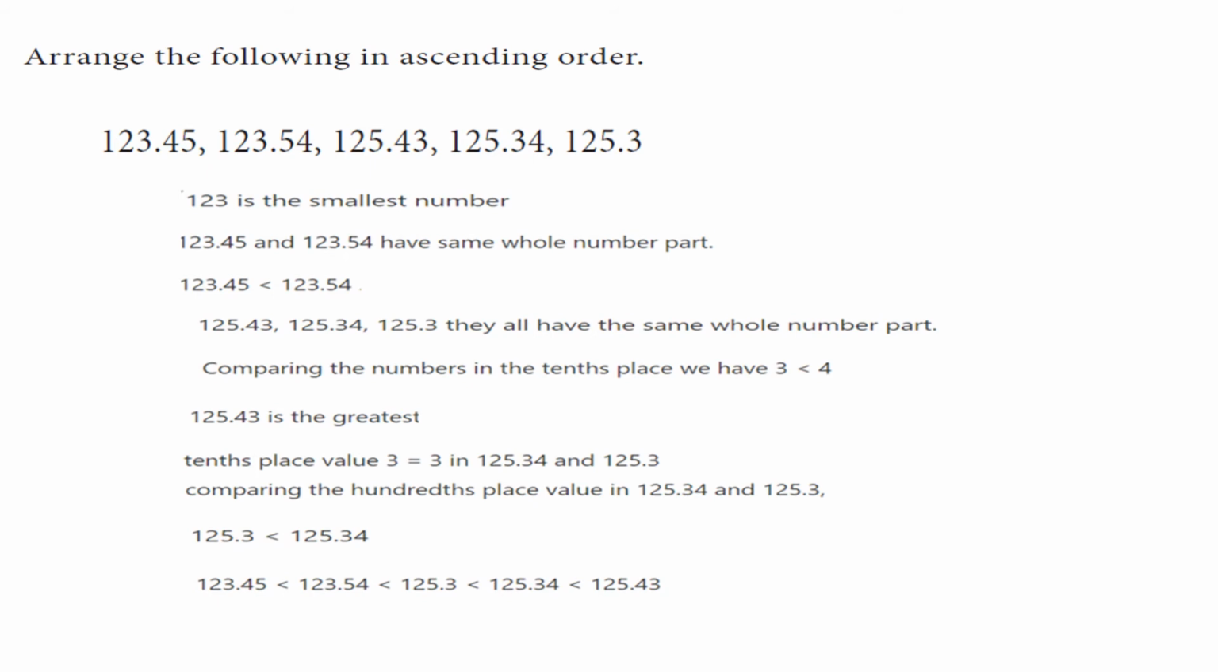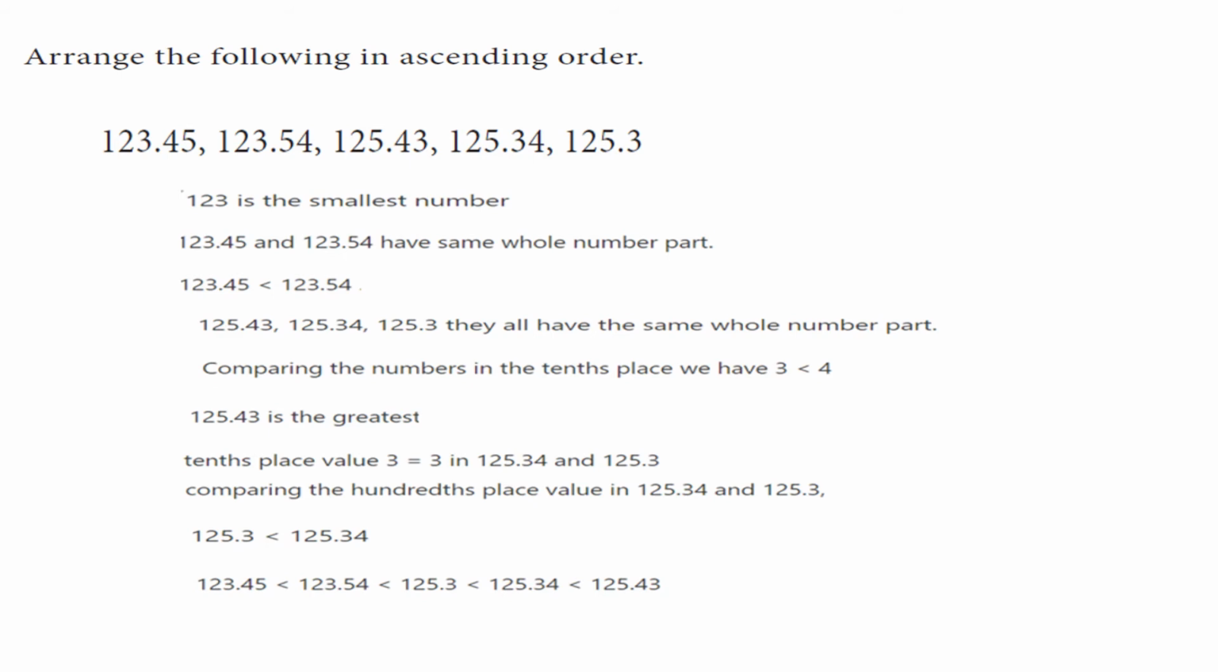ascending order. Here first of all we find out the smallest number and do the further. So here 123 is the smallest number. So here the whole number part is equal compared to the numbers. Next we see the 10th part. So here 4 is less than 5. Therefore we can write it as 123.45 less than 123.54.